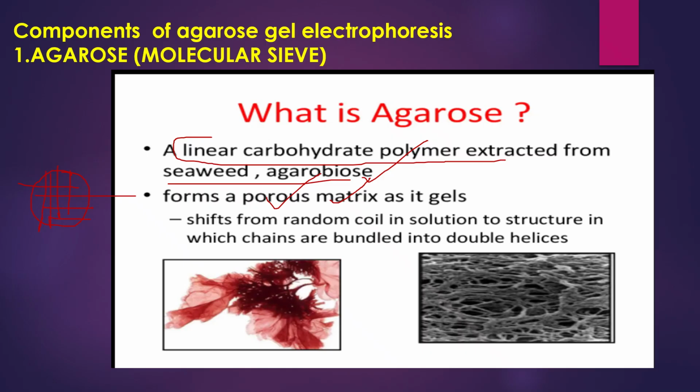Molecules of different sizes can pass through these pores, which are variable in diameter. It shifts from a random coil in solution to a structure in which the chains are bundled into double helices, and this is how the mesh is formed. So the agarose forms a network, a mesh-like structure or molecular sieve, and through this molecular sieve the DNA molecules migrate once we apply the electric field.